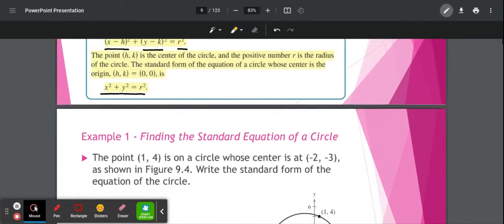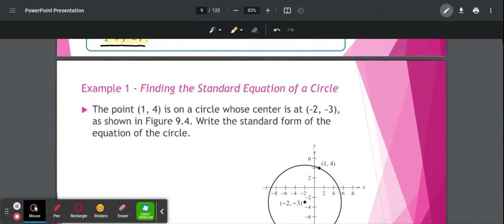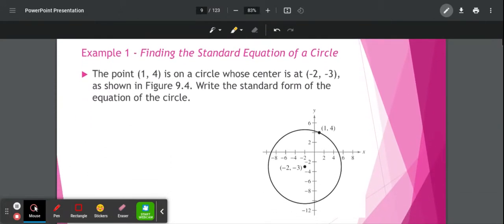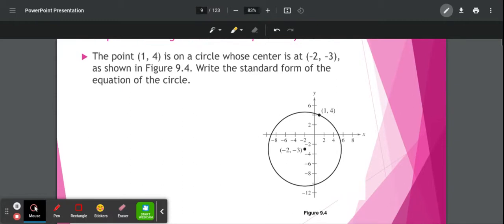Let's go through a couple examples here with circles. For this first one, we have the point (1, 4) on the circle, and the center is at (-2, -3). We want to write the standard form of the equation for the circle.